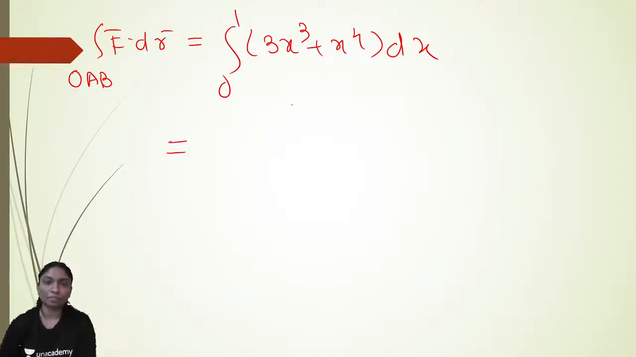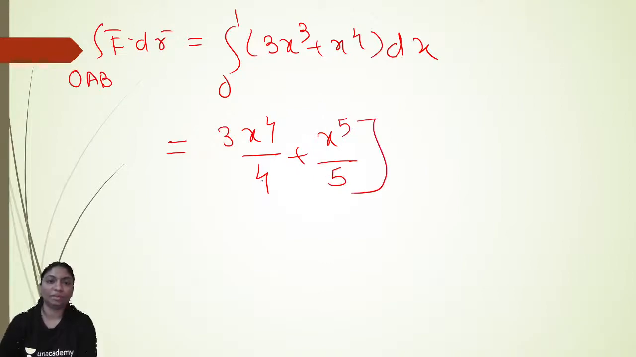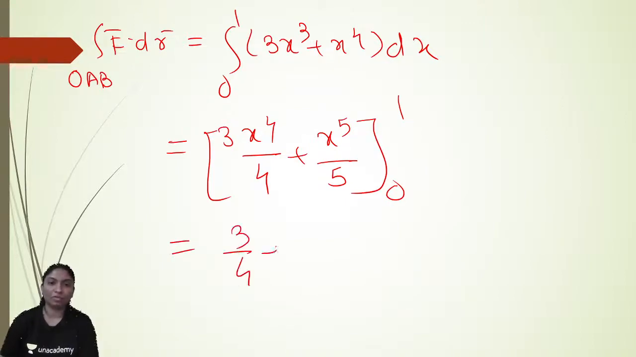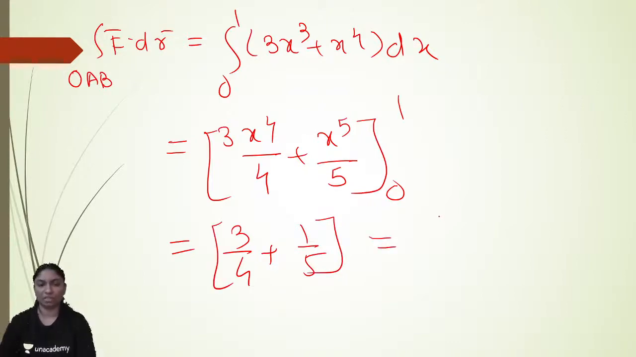तो ये बन गया integration of this 3x raised to 4 by 4 plus x raised to 5 by 5 from 0 to 1. Okay, so you will get here 1 by 4, 3 by 4 plus 1 by 5, which is equal to 15 plus 4, 19 by 20. So ये बन गया 19 by 20, और ये हो गया x cube plus x raised to 4. Okay.